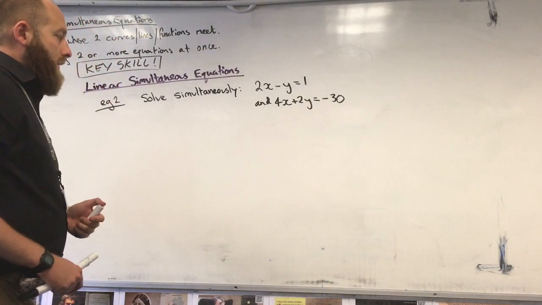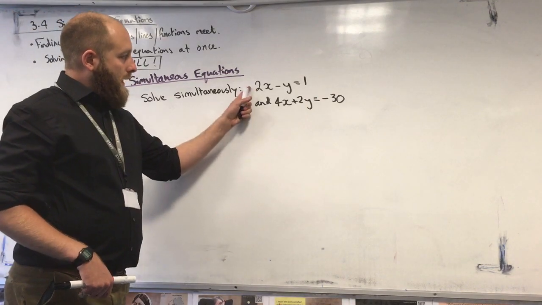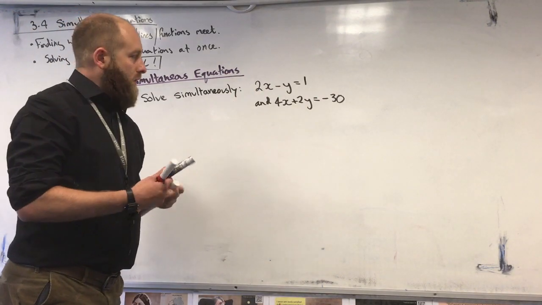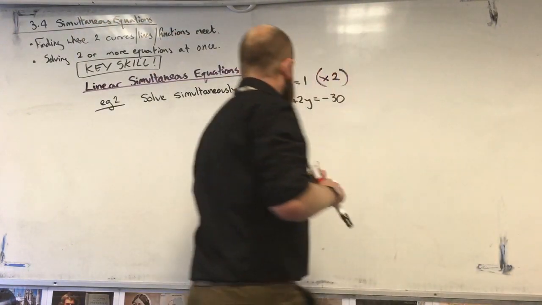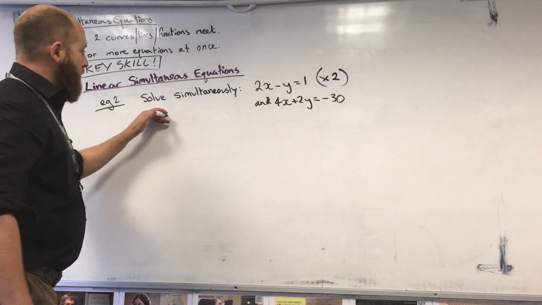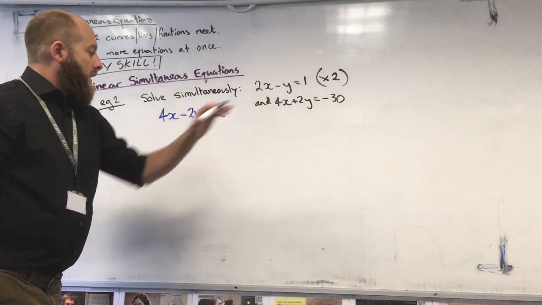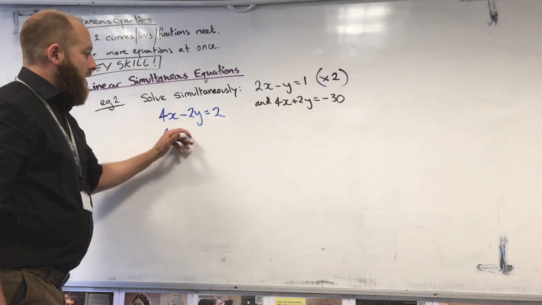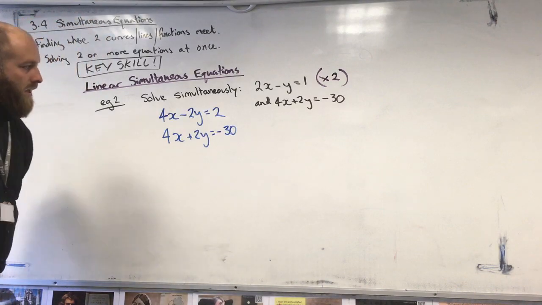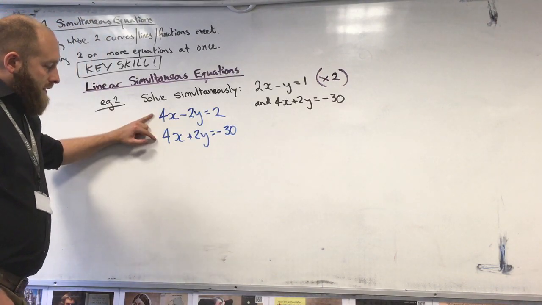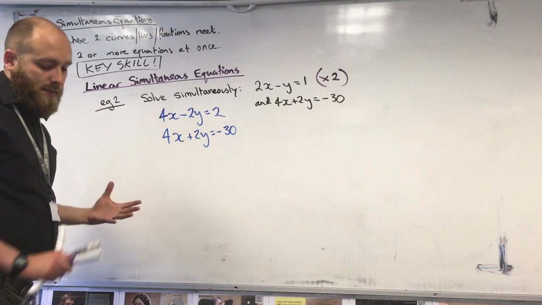So let's times the top equation by 2 so that we get 4x in both cases. So we're going to times this one by 2. So that will leave us with 4x minus 2y equals 2. And the other equation, 4x plus 2y, is minus 30. So I want to get rid of the x's this time, so we're going to subtract these two equations. So 4x take 4x, the x's will disappear.